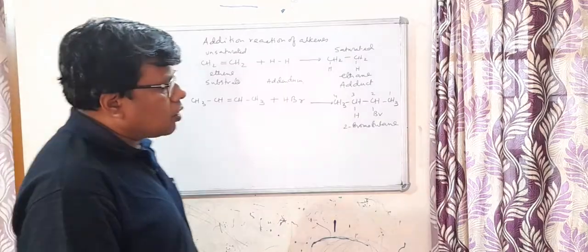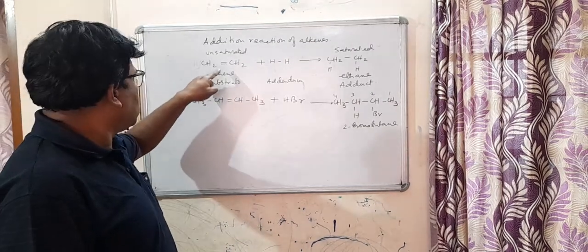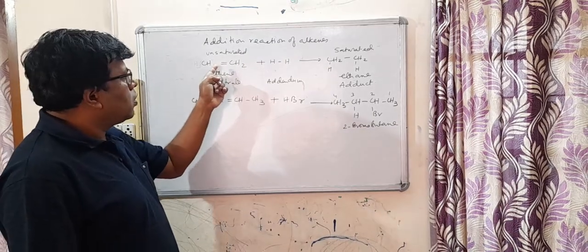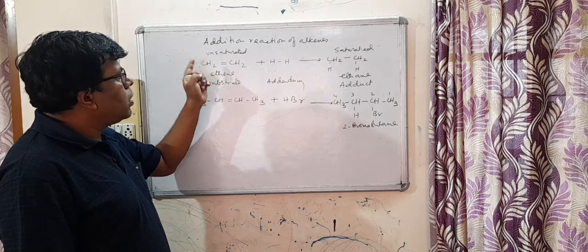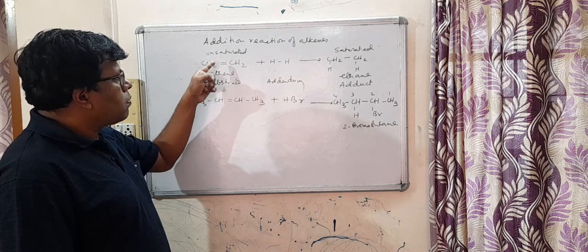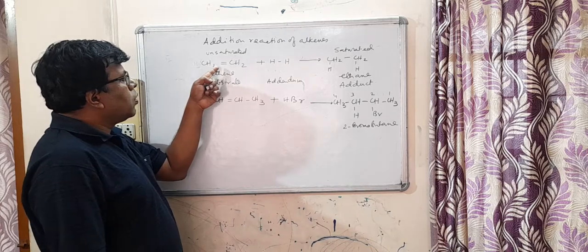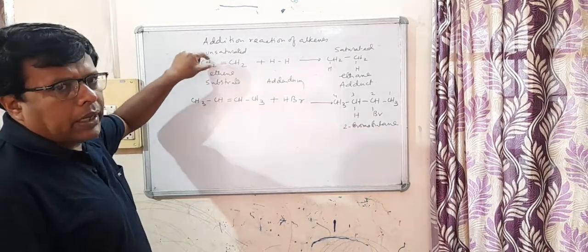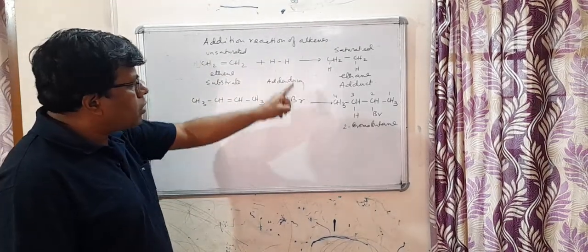Now, one thing about addition reaction is very important. You should know that here there is a carbon-carbon double bond, and the double bond is made up of a sigma bond and a pi bond. Pi bond is very weak and sigma bond is very strong. So during addition reaction, what happens? The pi bond breaks, and that's why the addendum gets added.